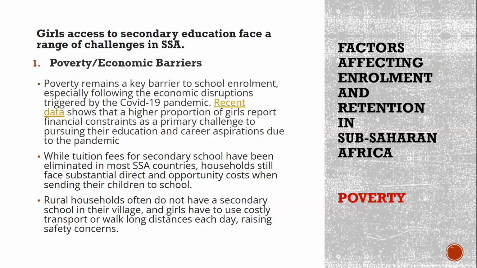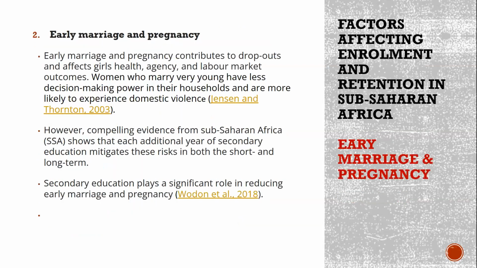So you can see that this particular slide is making reference to the intersecting barriers that we were talking about before, because even when people are given subsidies, there are other problems that they still have. In rural areas, for example, households often do not have a secondary school in their village, and girls have to use costly transport or walk alone. It also raises safety concerns. I'm happy that one of our participants had already raised 2 or 3 of those points.